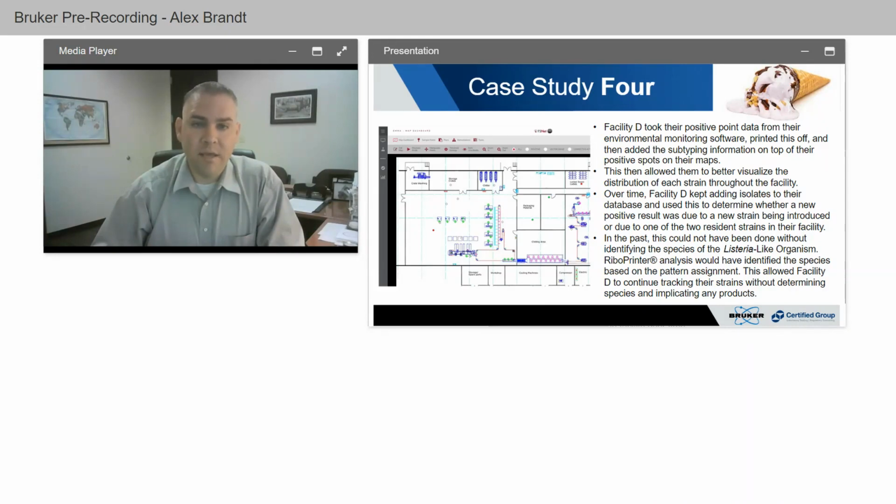Over time, they kept doing this and kept adding these isolates to their database, and used this to determine whether a new positive result was due to a new strain being introduced into the facility, or if a new positive was due to one of the 2 resident strains in their facility.